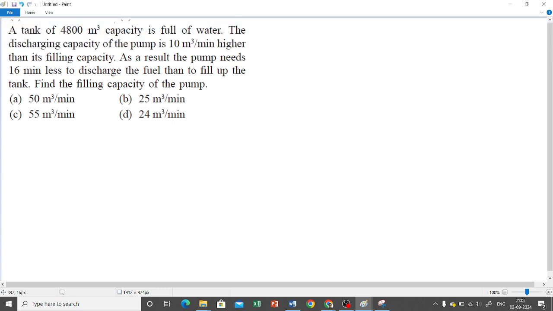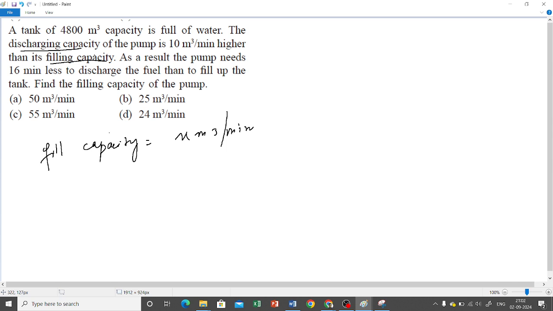Okay, let me do it. A tank of 4,800 meter cube capacity is full of water. The discharging capacity of the tank is 10 meter cube per minute higher than its filling capacity. So let me take the filling capacity as say x meter cube per minute.